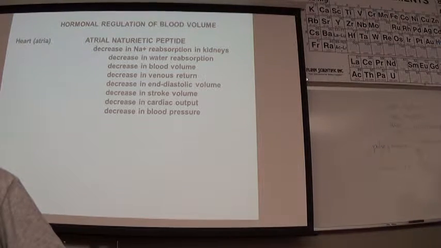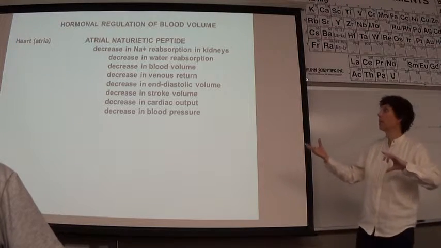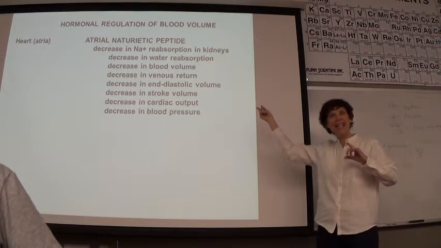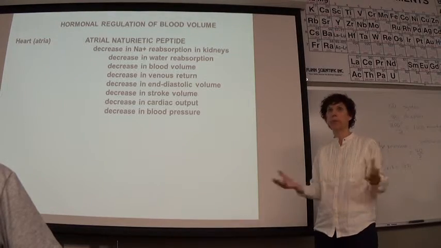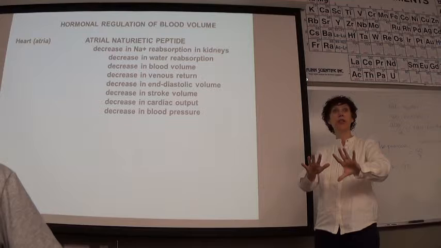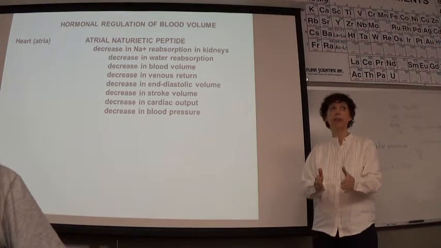the atrium. An increase in blood? Venous return, exactly. So they release atrial natriuretic peptide, which works back on the kidneys again and decreases sodium reabsorption. So there's going to be more sodium in your urine. Because of more sodium in your urine, there's going to be more water in your urine.